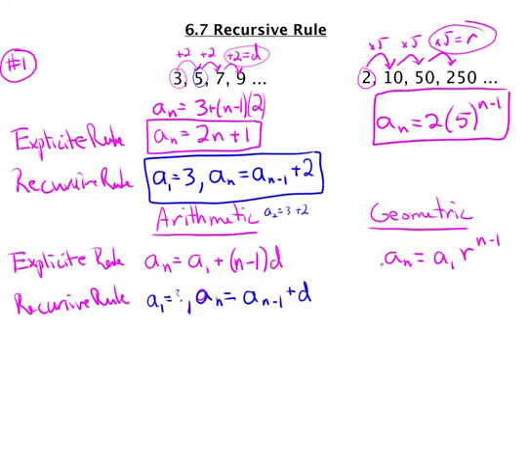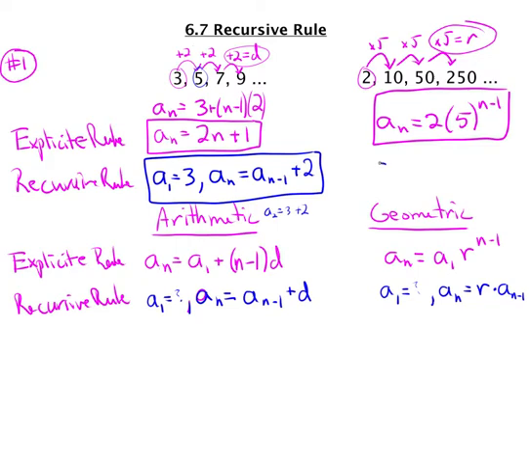So for the geometric, it follows that same kind of pattern where you need the first number, and then we're going to start with a sub n equals, same as before, the ratio times our a sub n minus 1. So we're going to take the number previous to the number we want and then multiply it by r. So it's very similar to the arithmetic. Instead of adding the difference, we're going to multiply by that ratio.